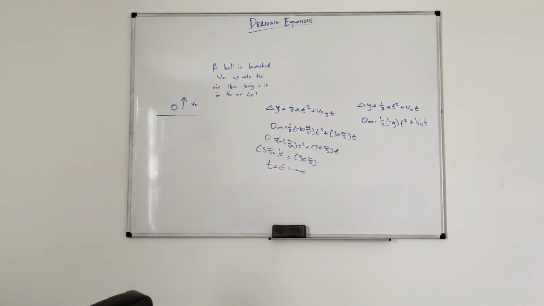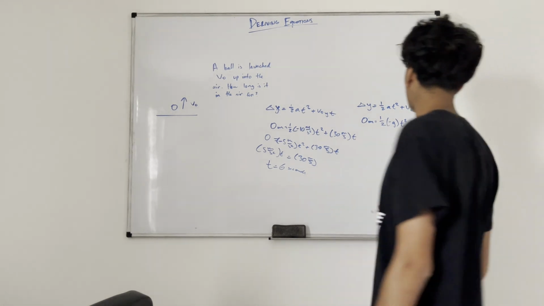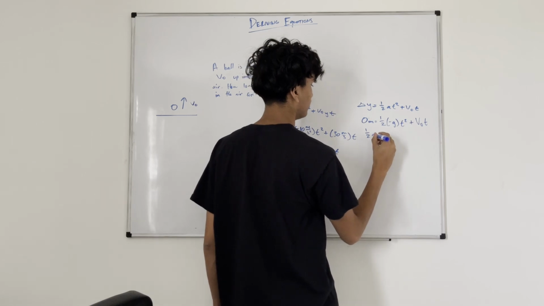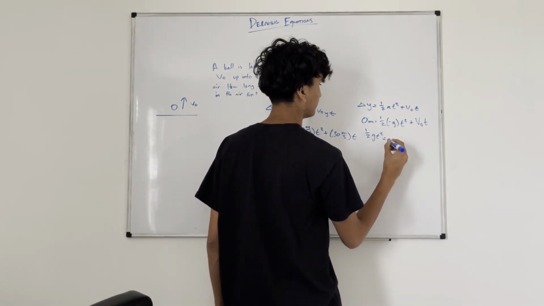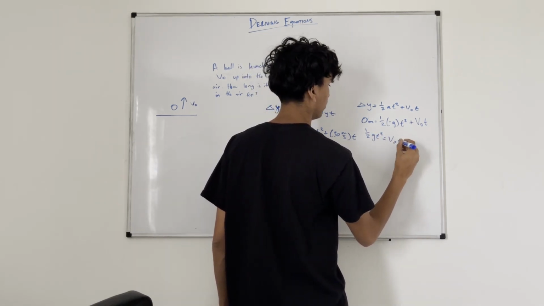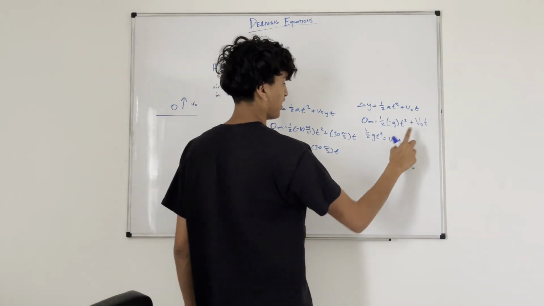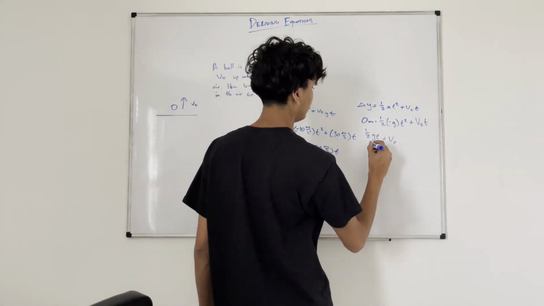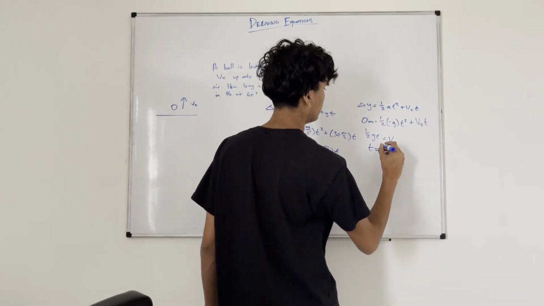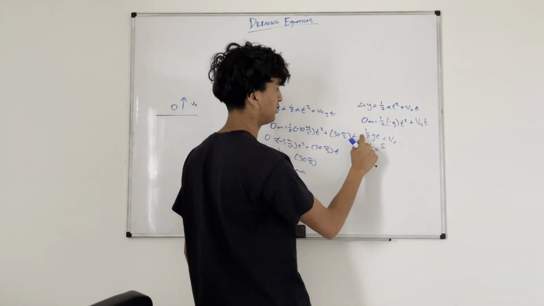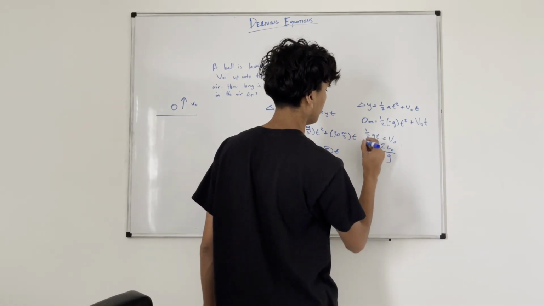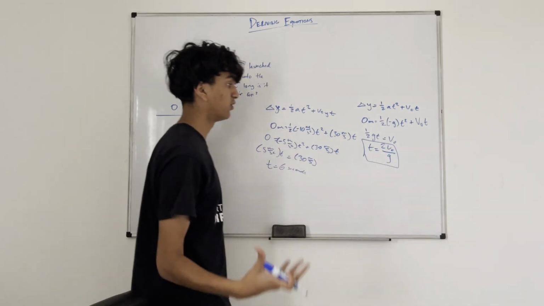So now I'm solving for t. I'm going to get 1/2 g t squared is going to equal v naught times t. I can cancel out one of those t's, and now I'm solving for t, right? So I'm going to multiply both sides by 2 and divide by g. I get t is equal to 2 v naught over g.